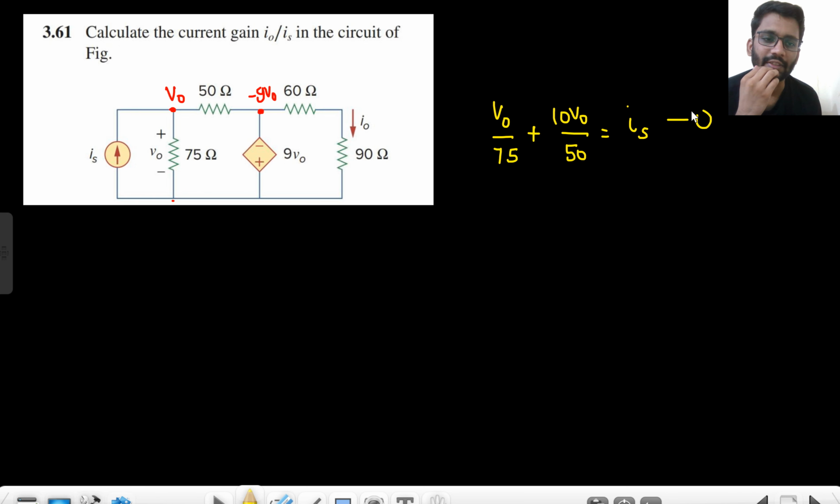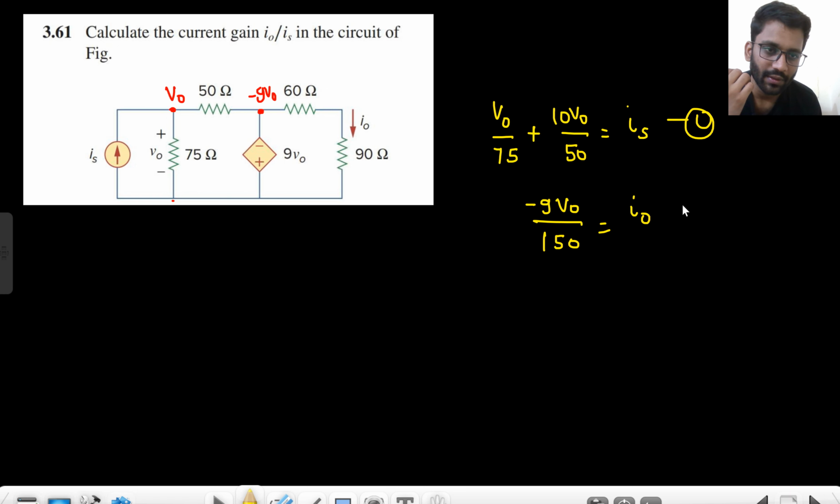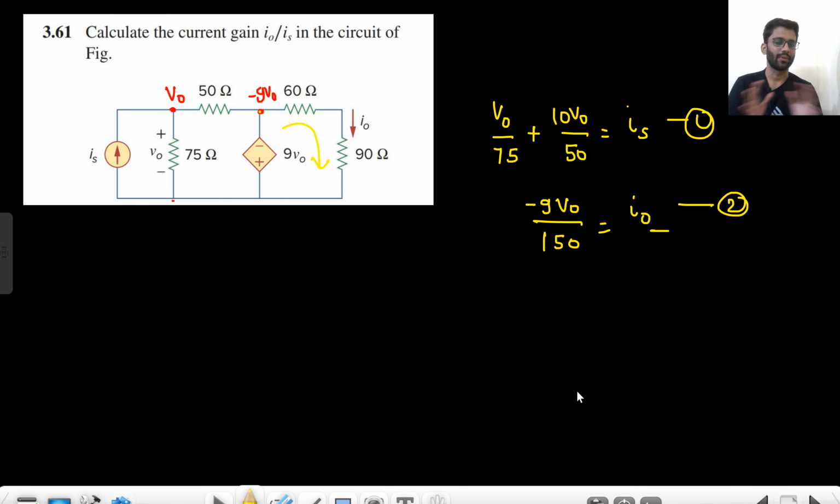So this is equation 1. One more equation you can see is that minus 9 V node by 150 ohm is equal to I node. Did you get this equation? Minus 9 V node by 150 ohm is equal to I node, the current in this branch.